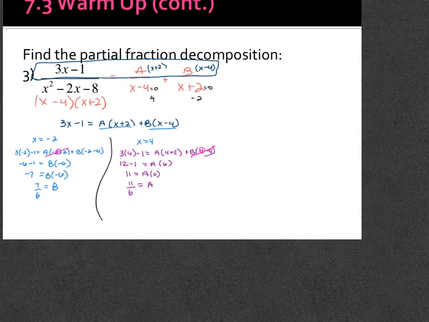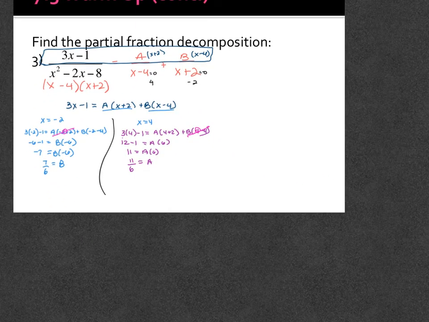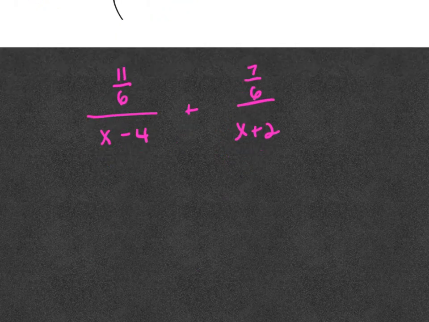Okay, so now I'm going to take those and plug them back in. So the A, which is 11 over 6, is going to go over x minus 4. And the B, which is 7 over 6, is going to go over x plus 2. So like Megan, your order switched, but 7 over 6 is still with your x plus 2, and 11 over 6 should still be with your x minus 4. So it's fine.